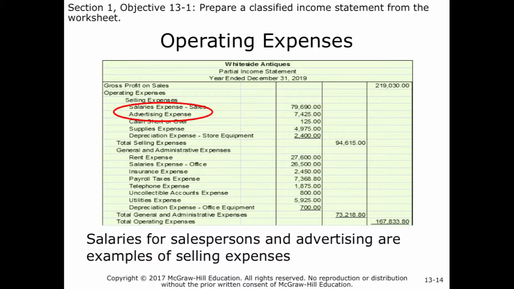So once you categorize your expenses based on these two categories, you will need to add them up to determine the total operating expenses. So for this example, for this slide, you'll see that there are two categories. You'll see how they're both being differentiated over operating expenses versus the general and administrative expenses. And so our total operating expenses for this example is $167,833.80.